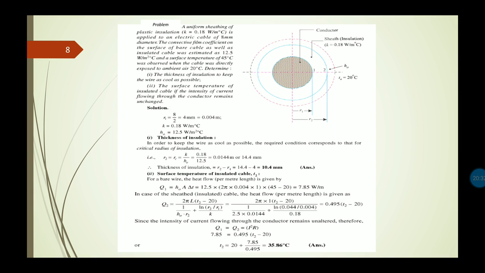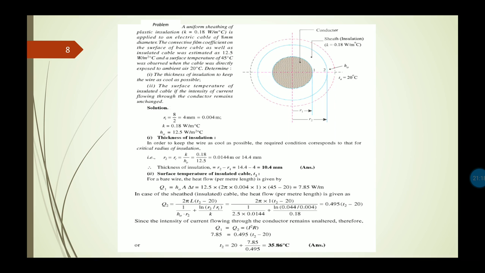Now, since the intensity of current flowing through the conductor remains unaltered, which is given in the question, in that case Q1 will be Q2. The value of Q1 we have already calculated, which is 7.85 watt per meter, and the value of Q2 we have got in terms of T2, that is 4.495 multiplied by T2 minus 20. So from this equation we can calculate the value of T2, that is the surface temperature of the insulated cable. That value we are getting here as 35.86 degrees centigrade.